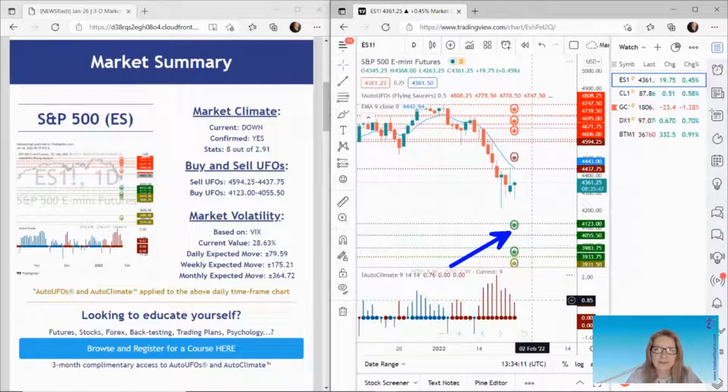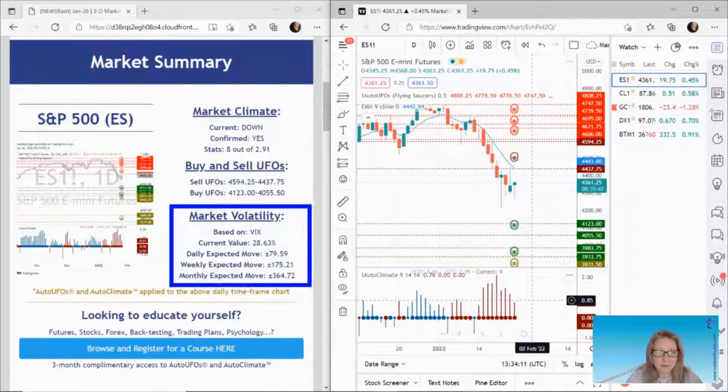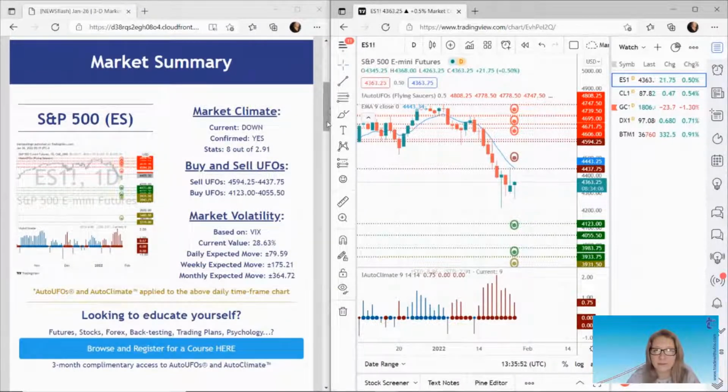For the time being, still probability down there for US stocks or the market index. Now, when it comes to volatility, we would expect that the S&P 500 might move up or down in 1 year by 28.63%. So in a day, that's 79.59 points up or down. In a week, it would be 175.21 points. In a month, 364.71 points up or down. So that's the S&P 500.